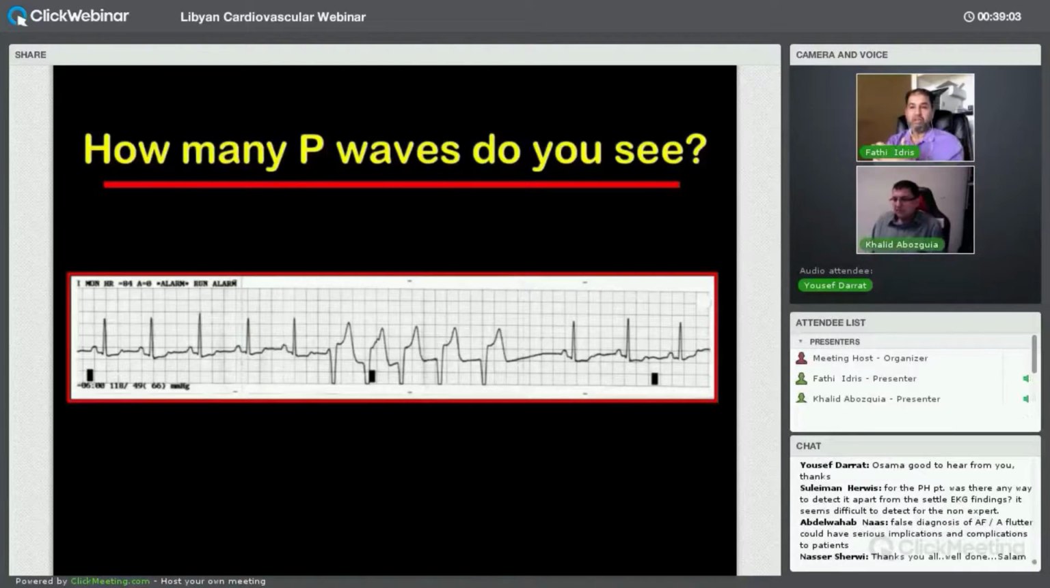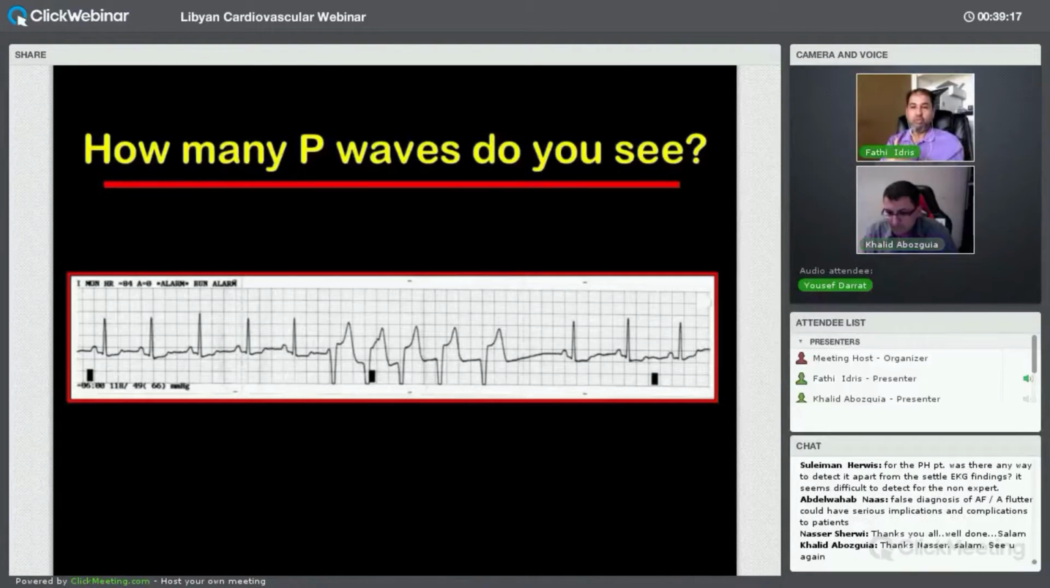And then the bottom line, if you see marked right axis deviation and positive lead V1, which is right ventricular hypertrophy, think about pulmonary hypertension. May not be all the time, but think about pulmonary hypertension. So that would be my short message, layman. So negative lead 1 or extreme right axis deviation and positive R in lead V1 together, be suspicious about that.